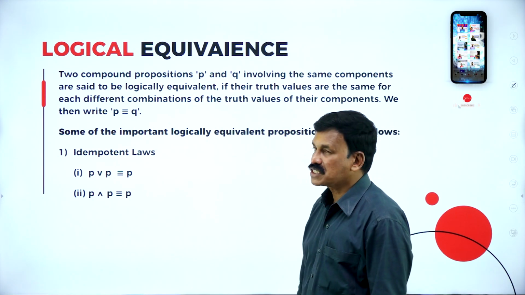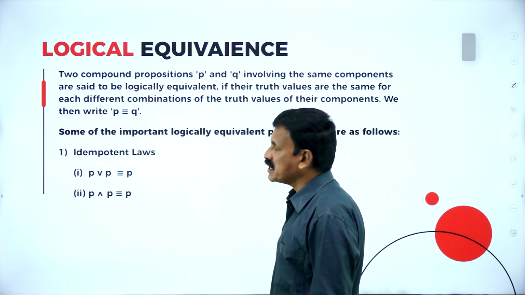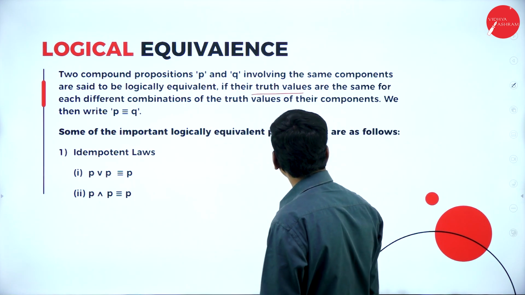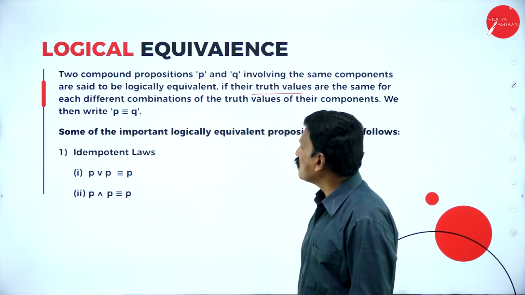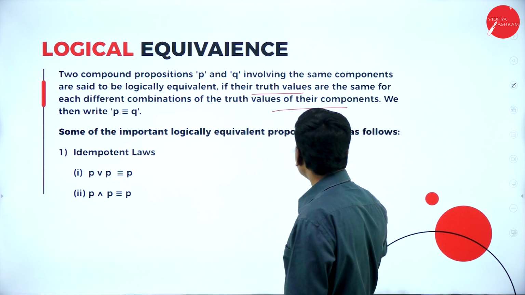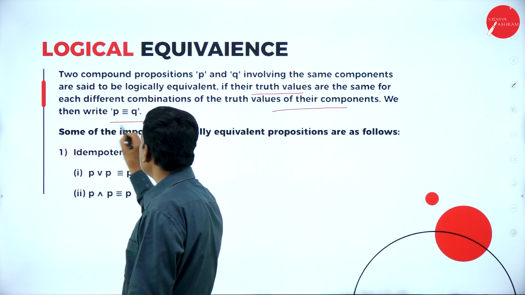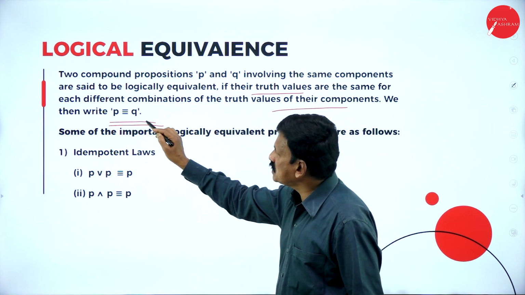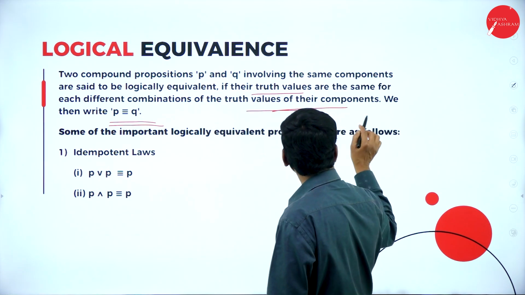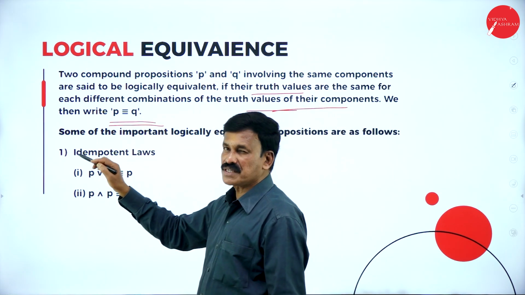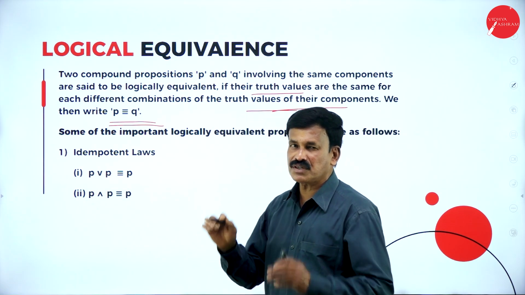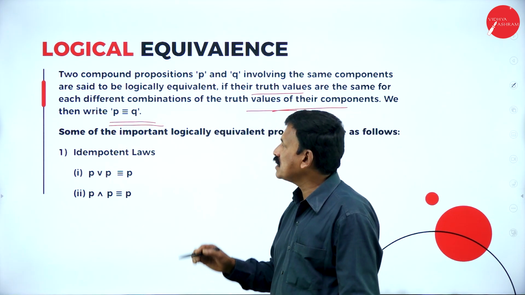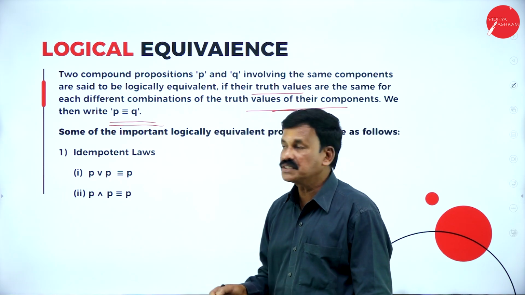Two compound propositions P and Q involving the same components are said to be logically equivalent if their truth values are the same for each different combination of the truth values of their components, and it is denoted as P is logically equivalent to Q. So, if the truth values for the first compound proposition and the second compound proposition are the same, then the two compound propositions are said to be logically equivalent.